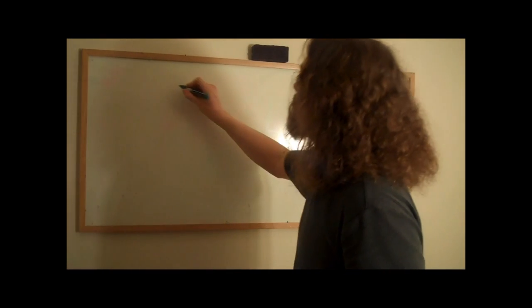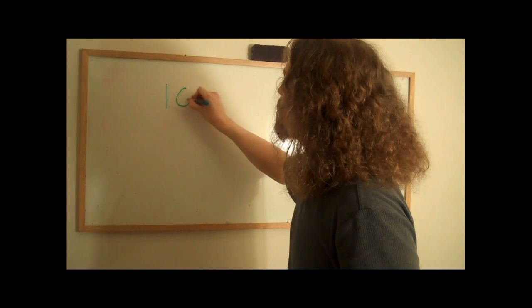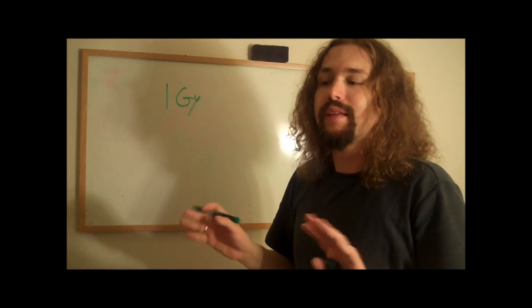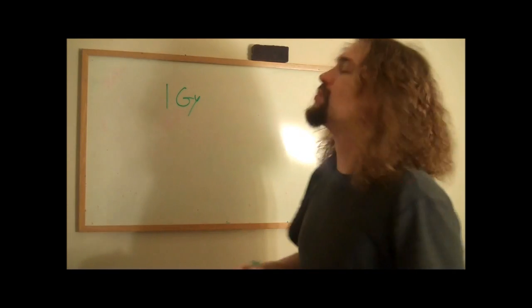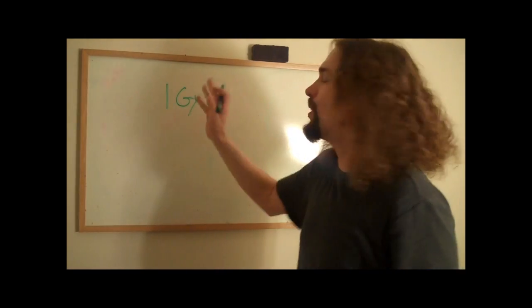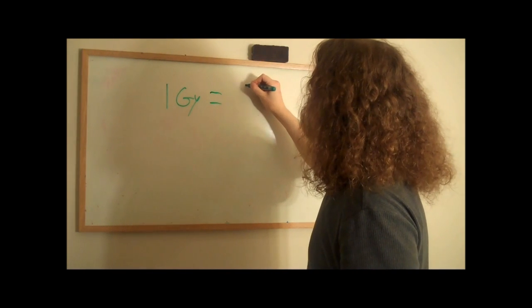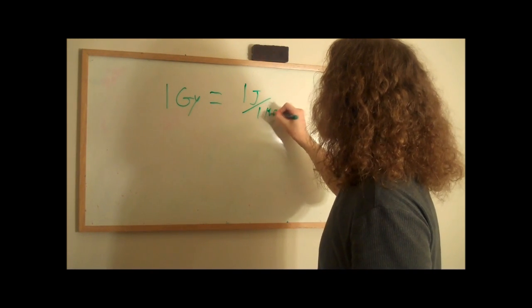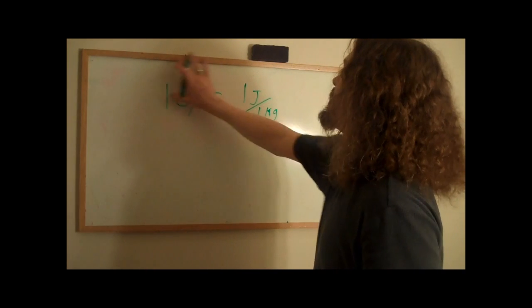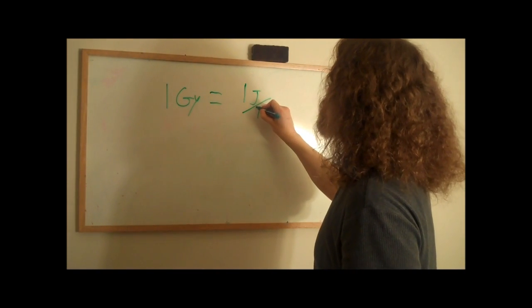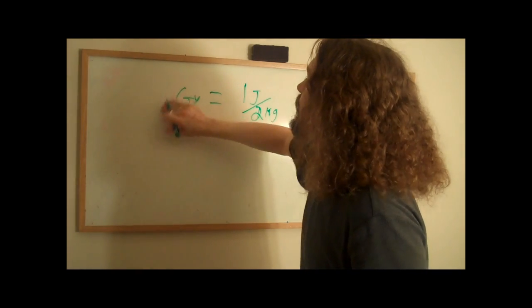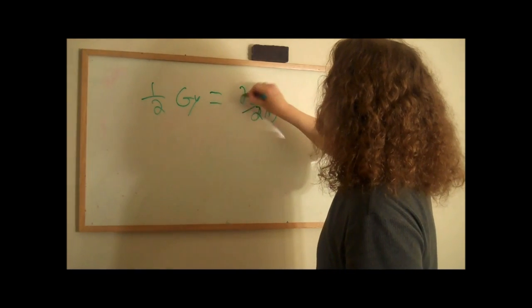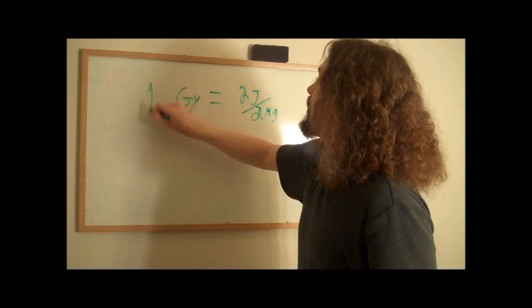Let me give you an example. 1 gray of, let's go with gamma. There's this other little quality factor thing that comes into play that I'll get into in a moment. 1 gray of gamma is equal to 1 joule of energy deposited into 1 kilogram of matter. If you took this same amount of 1 joule of energy and deposited it into 2 kilograms of matter, that would equal 1/2 of a gray per kilogram, right? Now, if instead you increase this to 2 joules, now we would be back to 1 gray again. You get the idea, right?